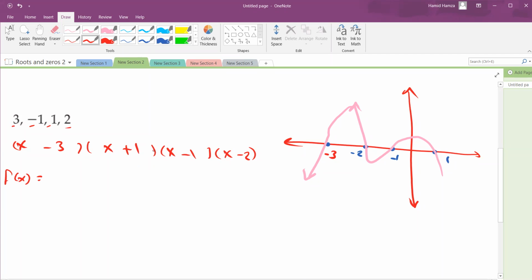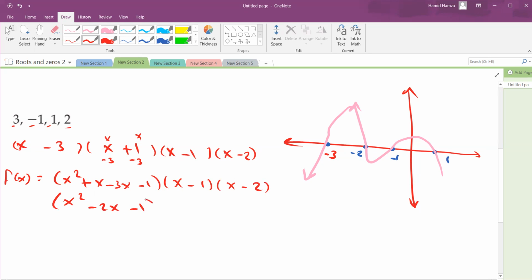We multiply one by one. So let's multiply these two first. So here is x, -3, -3. First we'll multiply x, so it will be x squared plus 1x. Then multiply down, -3x, negative -1... Then we have x minus 1, and x minus 2. We will collect this together. So it takes time to multiply. So it will be x squared minus 2x minus 1 multiplied by x minus 1, and here is x minus 2.